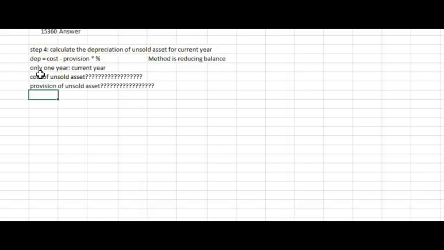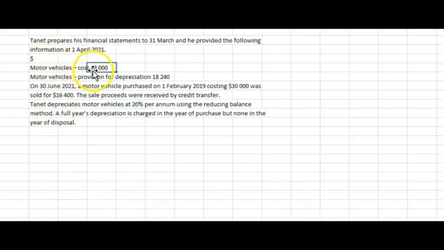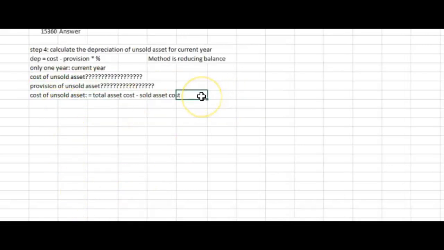In step 4, we calculate the depreciation for the current year for the unsold asset. We use the same equation, but we do not have the cost of the unsold asset and the provision, so we calculate them separately first, and then substitute in the equation. You can calculate the unsold asset cost by subtracting the sold asset cost from the total asset cost. Similarly, you can calculate the provision of unsold assets by subtracting the sold provision from the total provision.